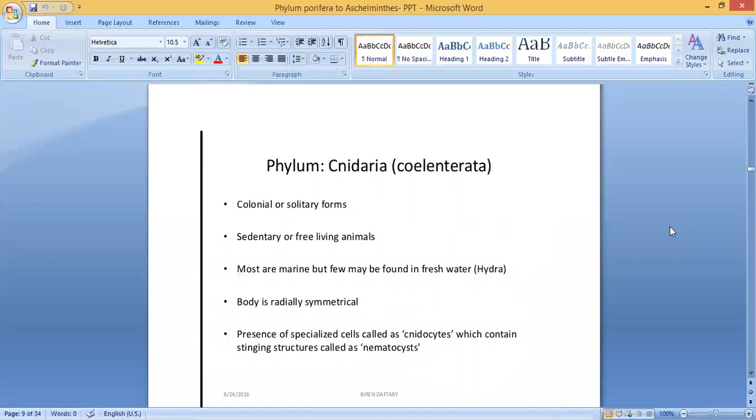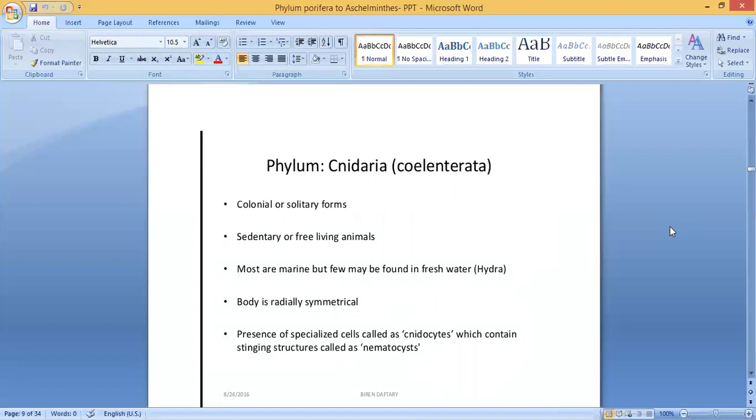Most are marine, but a few may be found in fresh water. Most of the organisms come under this group as marine, but some are found in fresh water also. Example, Hydra. Hydra comes under this group, so it is a freshwater organism. Then the body is radially symmetrical. What is meant by radially symmetrical? In the previous class, I explained bilateral symmetrical, radial symmetrical, and asymmetrical. Radial symmetrical means when you cut through any plane, we will get two similar halves. That is called radially symmetrical.